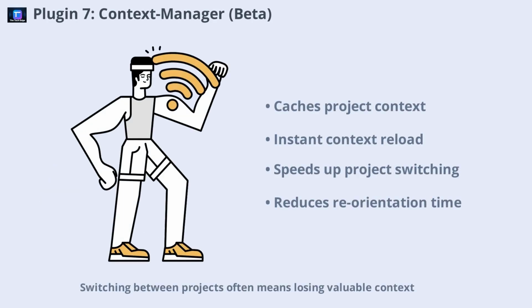Switching between projects often means losing valuable context. The Experimental Context Manager plugin caches your project's architectural decisions, feature progress, and established patterns. When you return, it reloads everything instantly, making project switching 40% faster. While still in beta, this plugin promises to further reduce context loss and keep your workflow seamless, especially for teams juggling multiple projects.